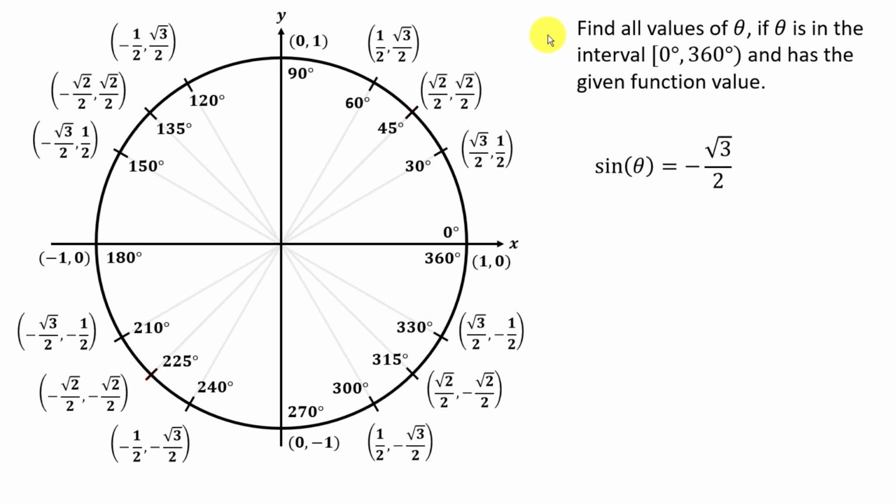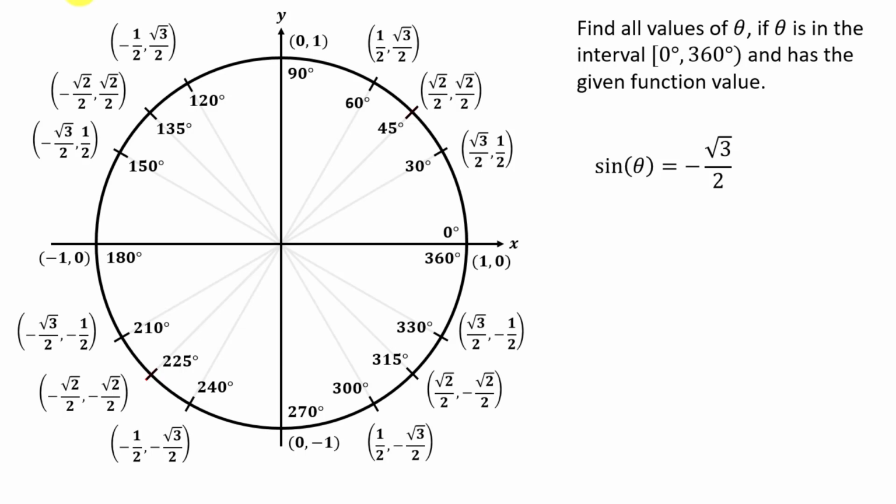Find all values of theta if theta is in the interval from 0 degrees to 360 degrees, 0 is included and 360 is not, and has the given function value. So that's the first one. We know that sine of that mystery angle theta is negative radical 3/2. And generally when you're given sine or cosine of the angle, it's pretty quick and easy to find the answer.